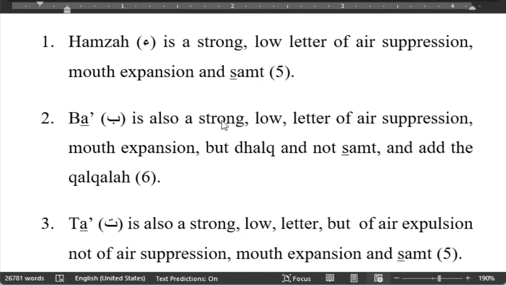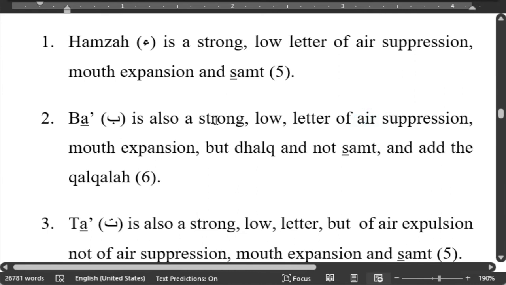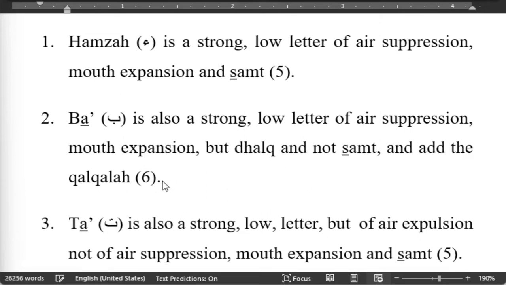So ba is also a strong letter, so it stops the sound, like in the saying of Allah, وَفَاكِهَةً وَأَبَّا. It stops the sound, and of course stops the air. So ba is a strong, low letter, yani tongue depressed, down, not up, of air suppression. Mouth expansion, because the tongue doesn't go up. But dhalq, it's an edge letter, not samt. And add the qalqalah, because you say وَتَبْ مَا أَغْنَى عَنْهُ مَالُهُ وَمَا كَسَبْ. So that's 6 attributes for the ba. 5 attributes for the Hamzah.